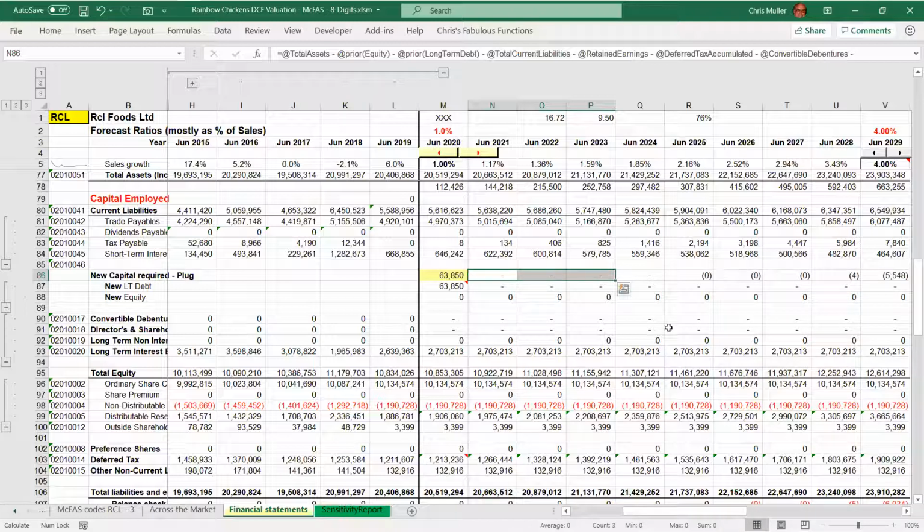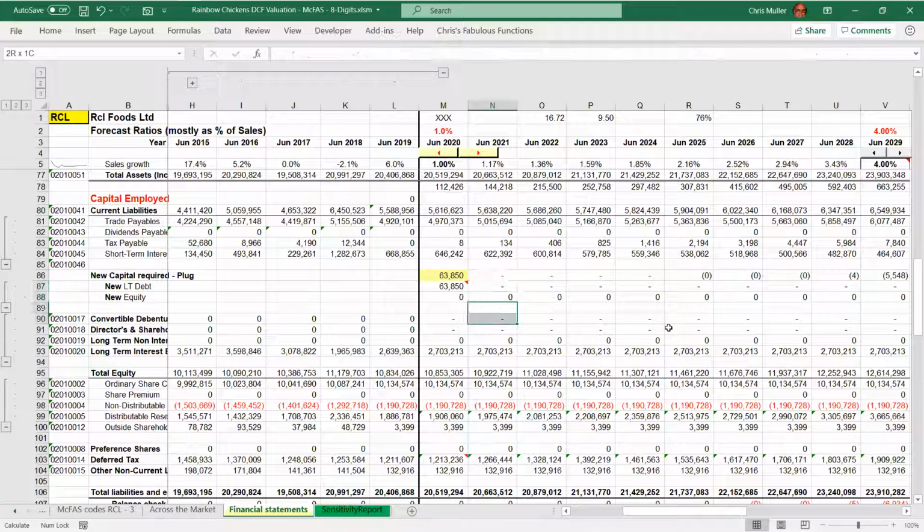That's good enough. It's so good, in fact, that the new capital required is perfectly 0. Now, notice we've got no debt and no equity, no new debt or equity. So this part of our balance sheet isn't growing. Look, you can see it's not growing. That number is exactly the same. And our ordinary share capital is exactly the same.